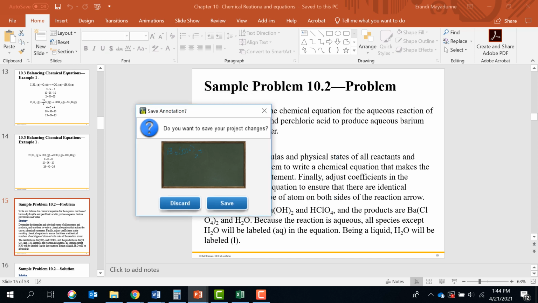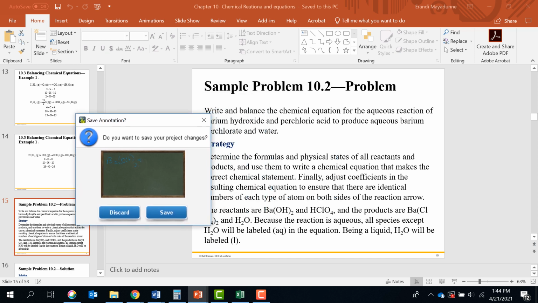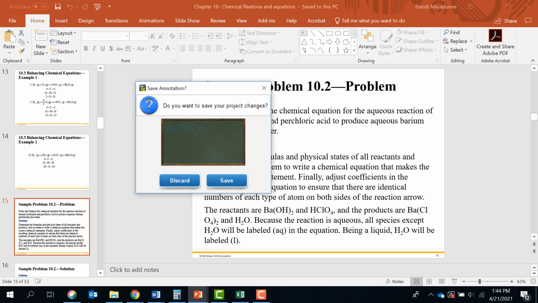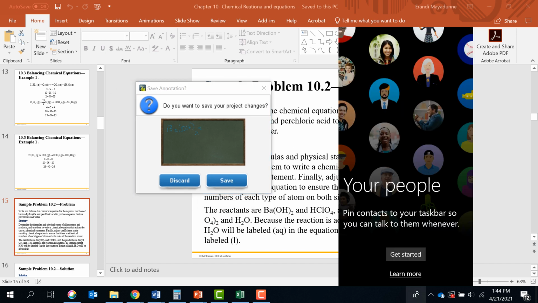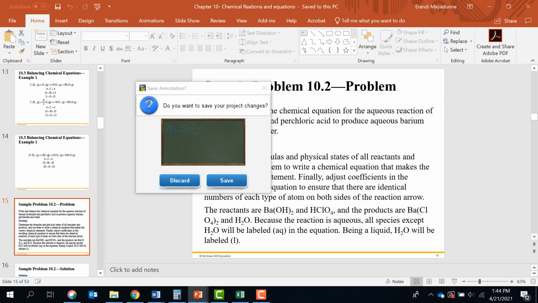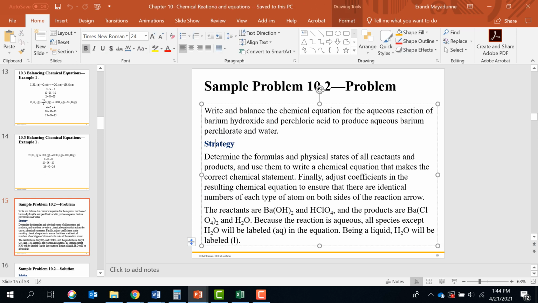Okay, let's see. Barium, and then it's a perchloric acid. I don't know whether I can get it back. No. Okay, I can't get it. So barium hydroxide and the perchloric acid is HClO4.